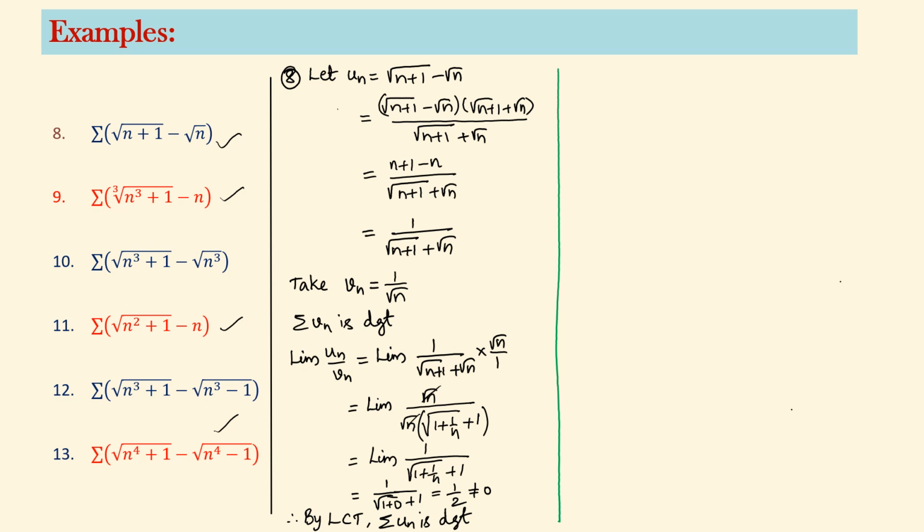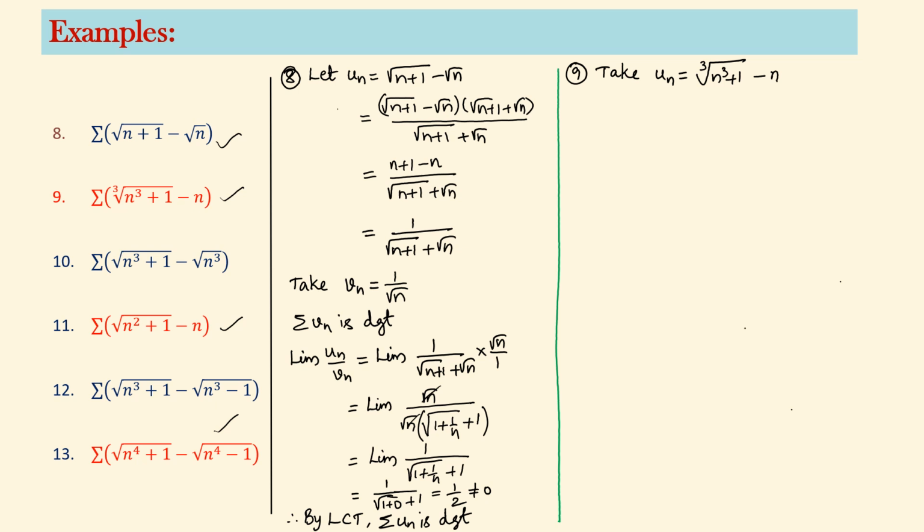Now the next question. This question has a cube root in the numerator. So take un as cube root of n cube plus 1 minus n. So what is its conjugate?